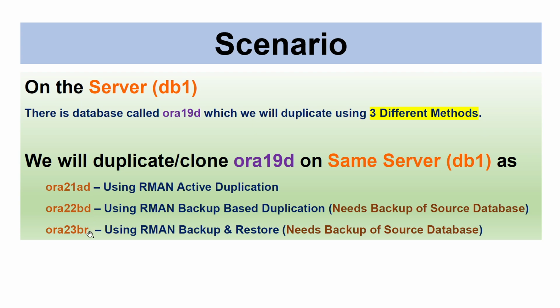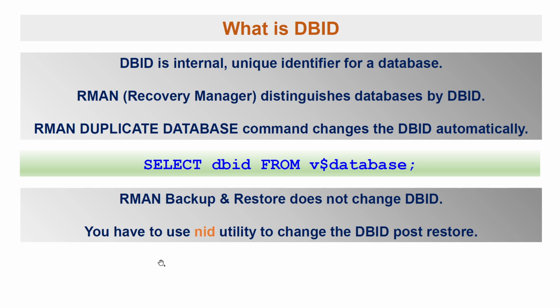So based on the name, you will be able to identify which method was used to clone or duplicate a particular database. Now, RMAN active duplication does not need a backup. However, the next two methods, backup based duplication and backup and restore, need the backup of the source database.